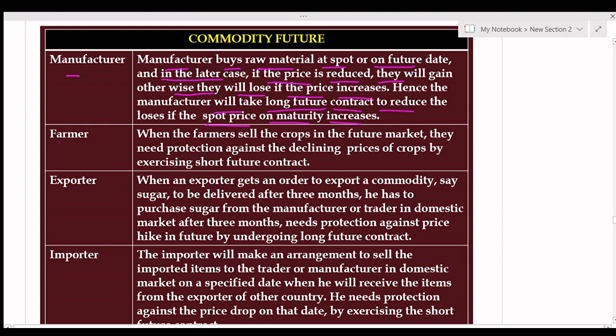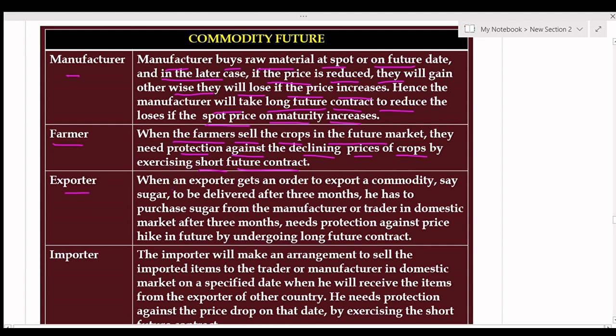Next comes the farmer. When the farmers sell crops in the future market, they need protection against the declining prices of crops by exercising a short future contract.